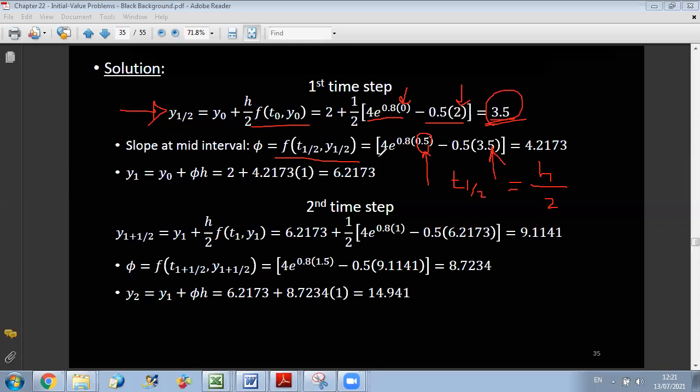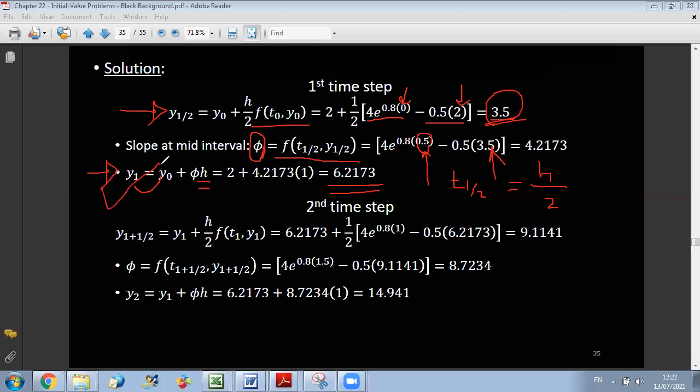So we can get phi that we will use to find y1. This is the mean slope that will be used to go from y0 to y1. Now we can apply the formula that y1 is y0 plus phi times the whole step h. So we can advance to t equal 1 and find y1.